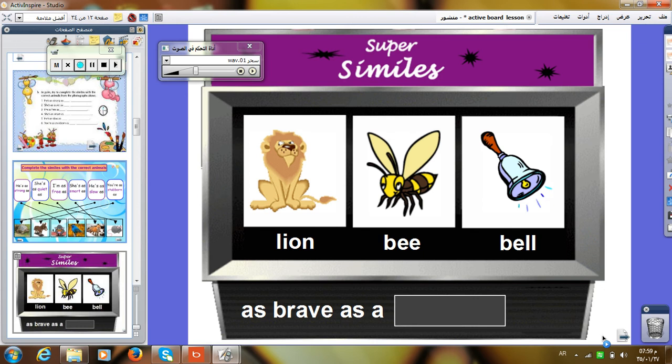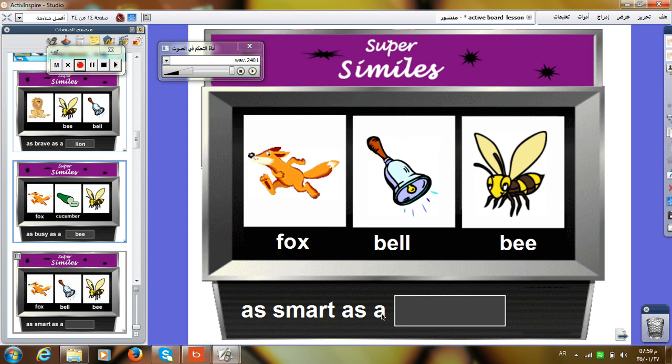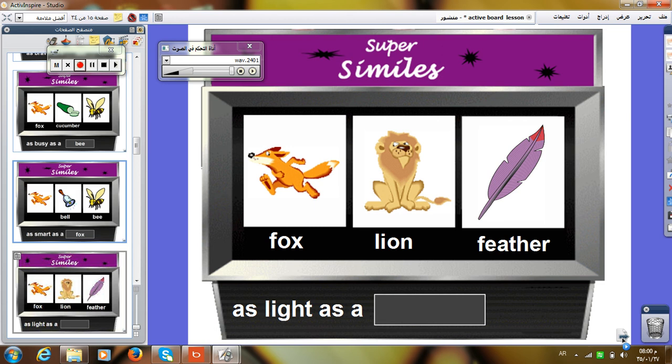The students will also have another game. This is another interactive game, fun game to teach similes. As brave as a lion. As busy as a bee. As smart as a fox. As light as a feather.